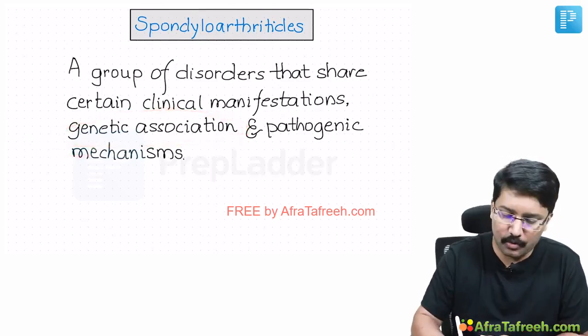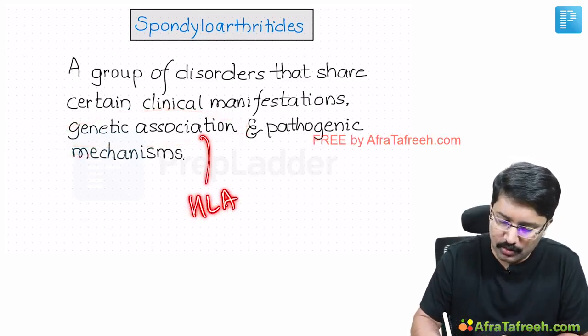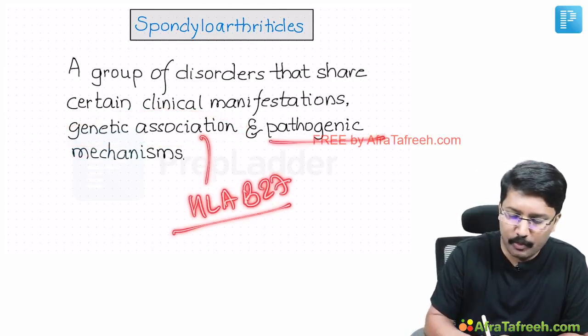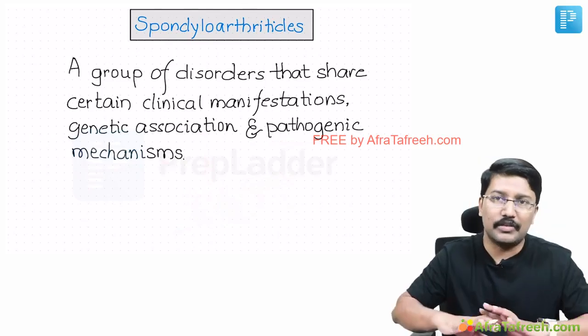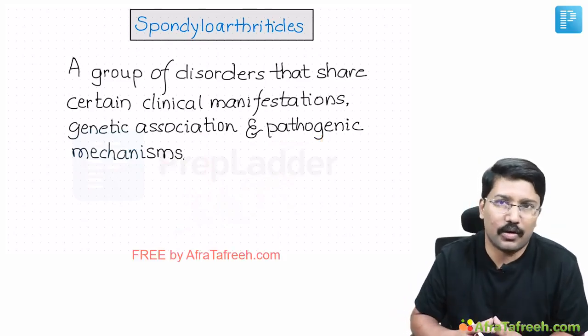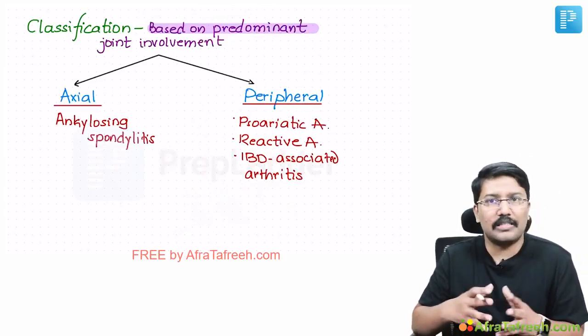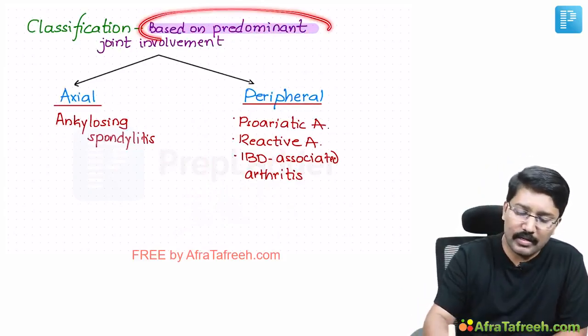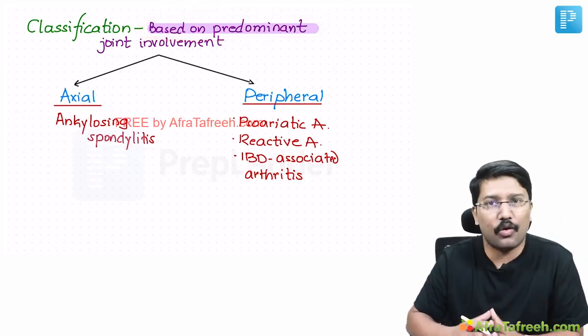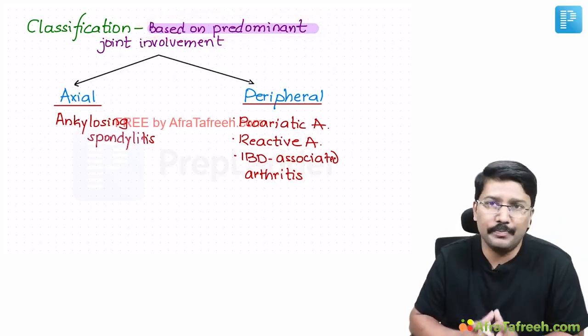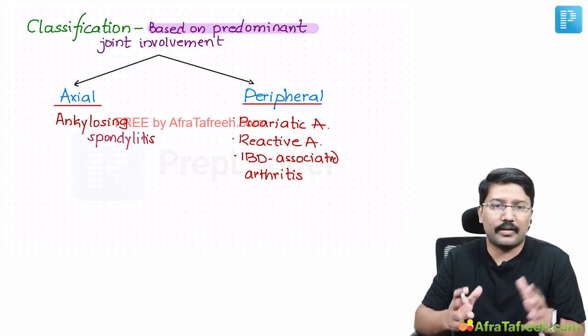You guys know already what I'm talking about. Yes, they have a strong correlation with HLA-B27 and they do share some degree of pathogenic mechanisms, right? That is why they are clustered together and called spondyloarthritis. Currently, these spondyloarthritis are classified based on the predominantly involved joint. What joint is more commonly affected? Based on that, they are divided into two categories.